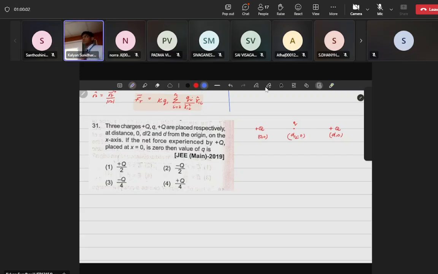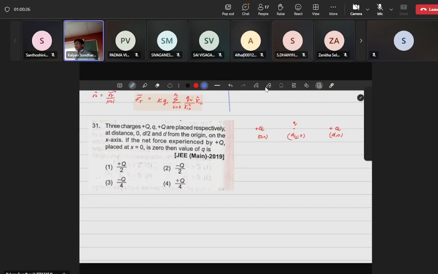Right. So on the same axis they are given, and the net force experienced by positive q at x equal to 0 is 0. Then how many times is it? This is what we have to find out. Right. When there is a net force, initially everyone sign in this. Has everyone signed in this?